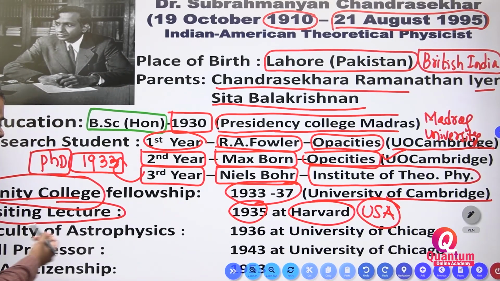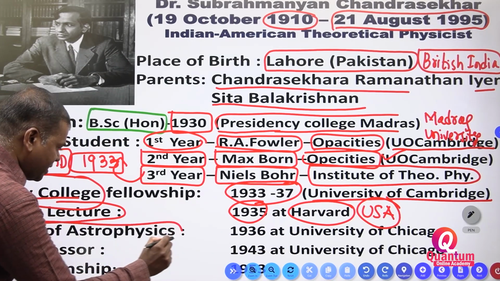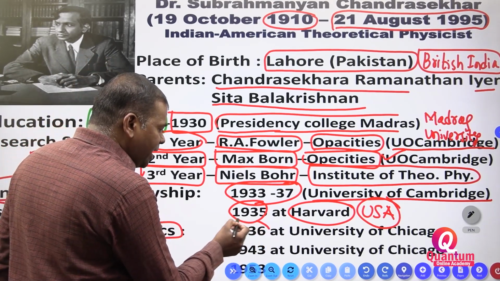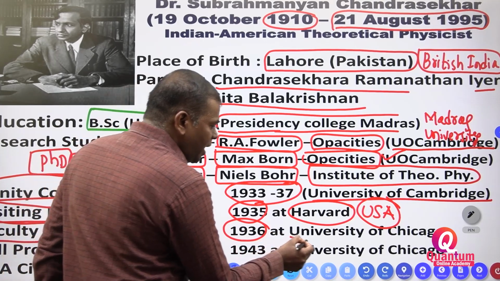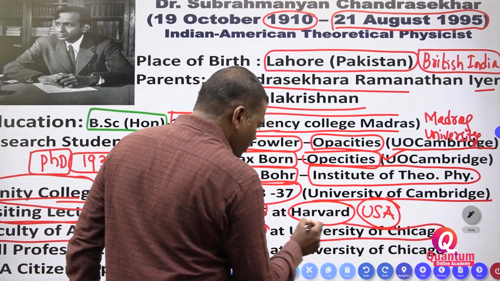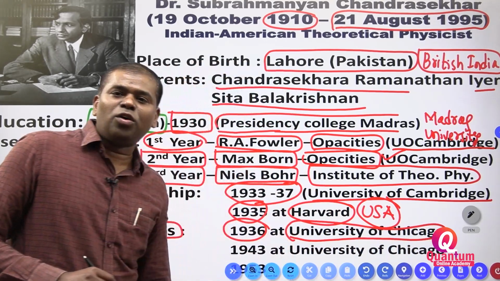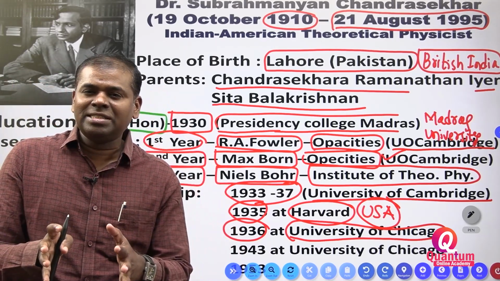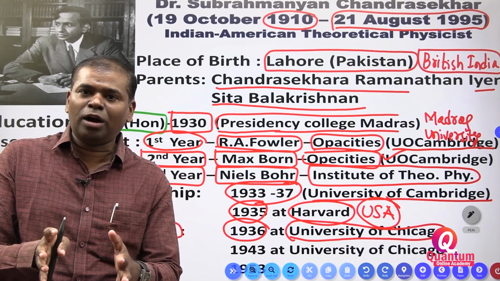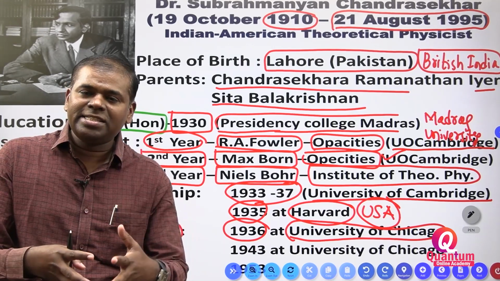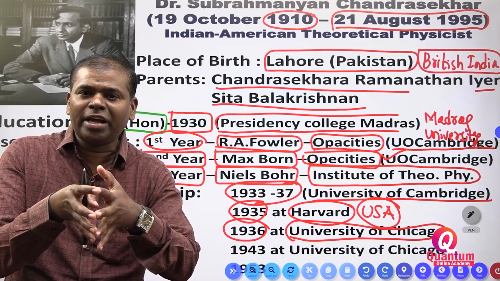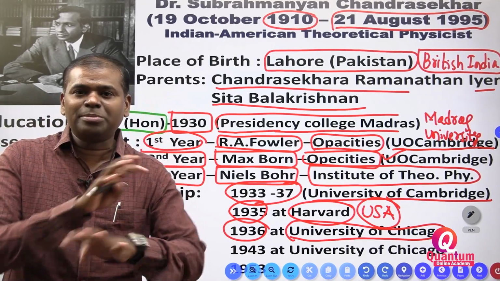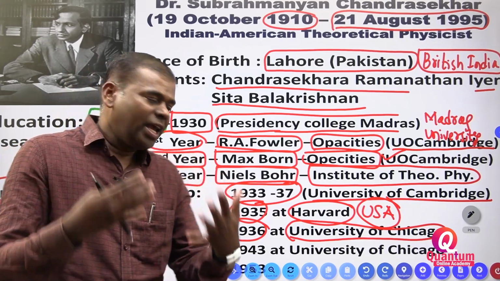Next, he joined as a faculty of astrophysics in 1936 at the University of Chicago, up to his last breath. He established the laboratory at the University of Chicago. He did the research, and he also established the observatory at the University of Chicago only. Up to his last breath he stayed there only.